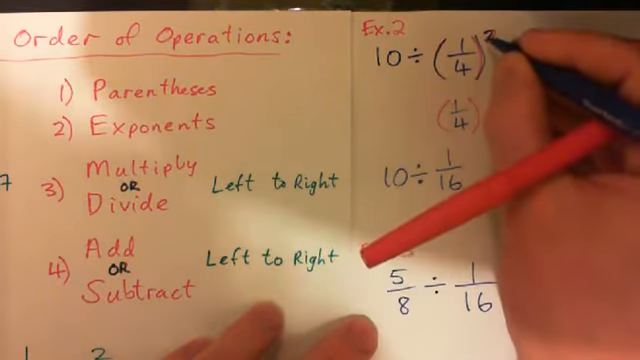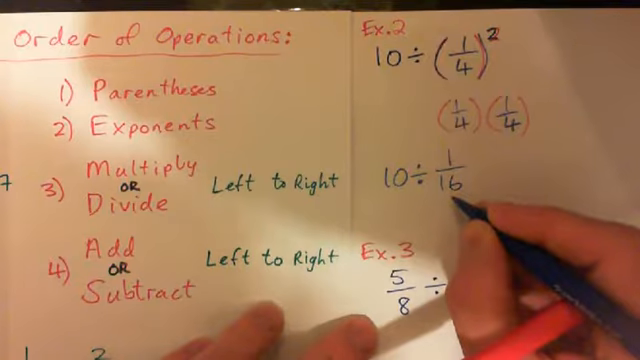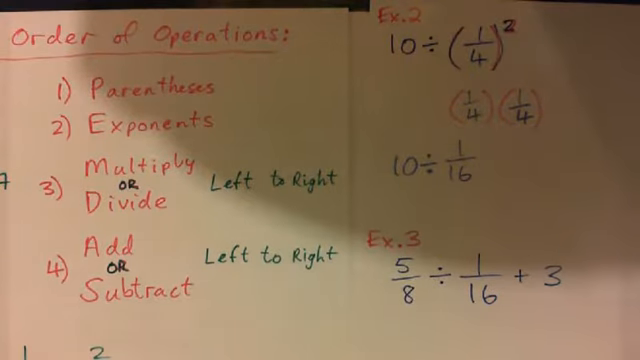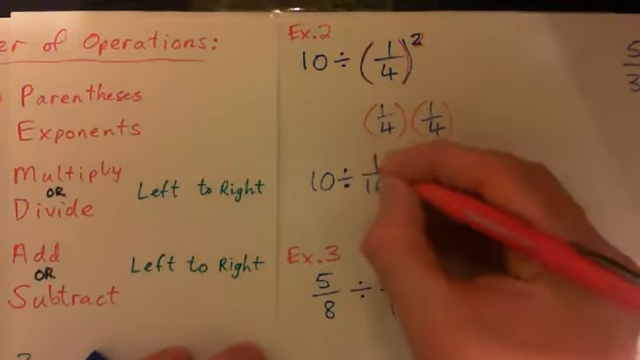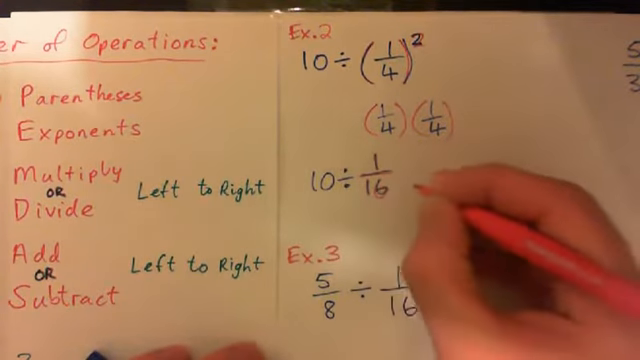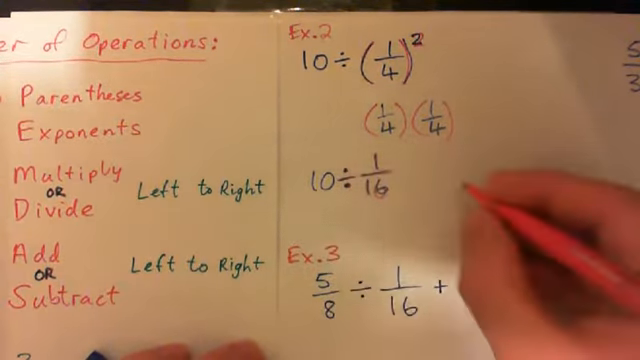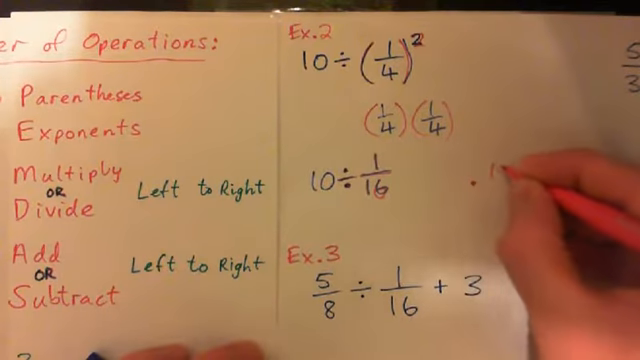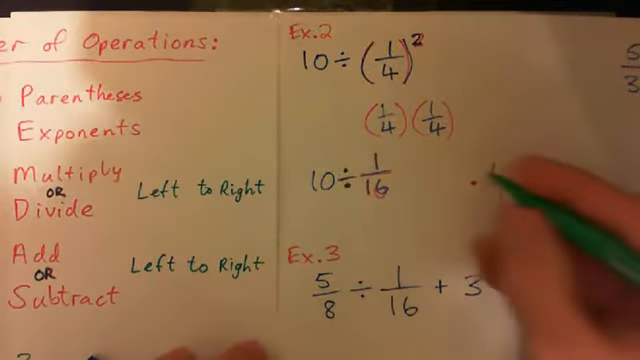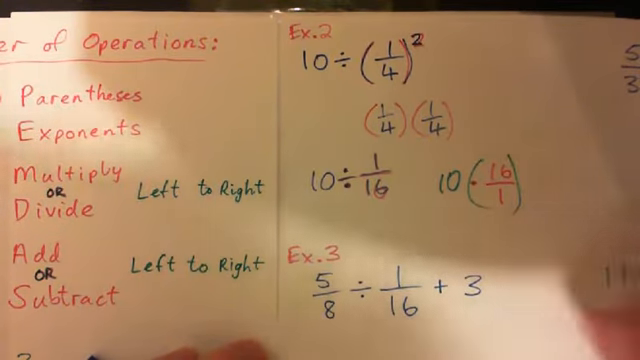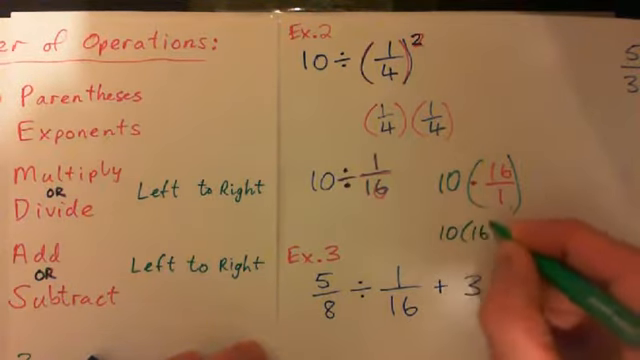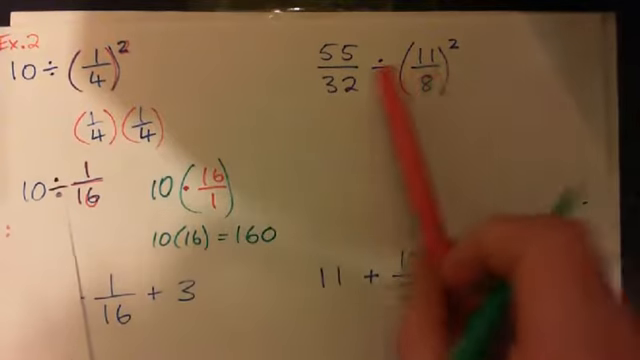So we took care of the exponent. Okay, so 10 divided by 1/16, we need to multiply by the reciprocal of the fraction on the right. So instead of dividing by 1/16, I'm going to multiply by 16 over 1, right? So 10 times that would be just 10 times 16, 160, right?